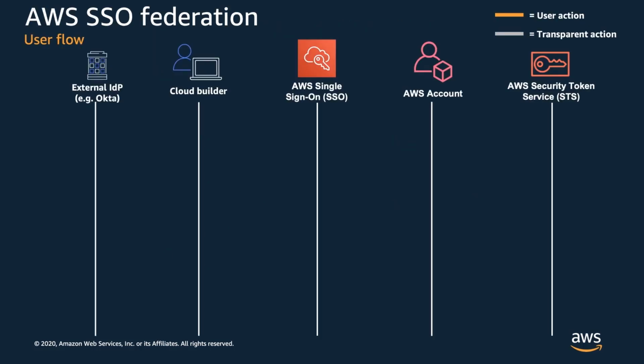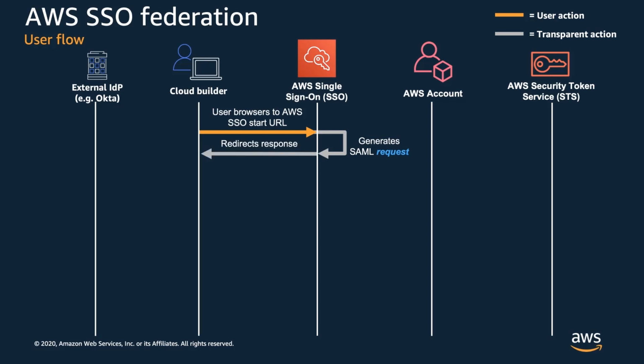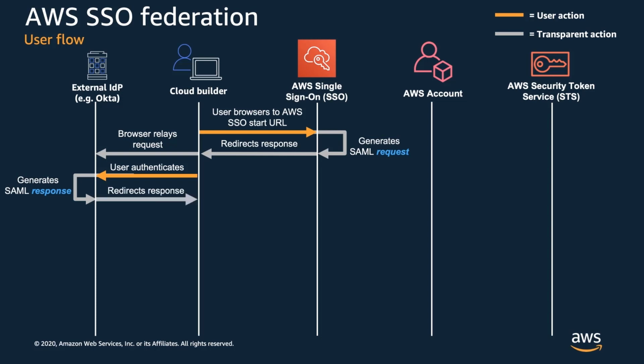Now, let's take again a closer look at how user is getting authenticated in this scenario. User opens a browser and navigates to the AWS SSO user portal URL. To authenticate the user, AWS SSO generates SAML request and redirects user to the IDP for authentication. User browser sends the SAML request to the IDP and user authenticates there as defined by the IDP administrator. Next, IDP generates SAML assertion response and redirects user to the AWS SSO SAML endpoint.